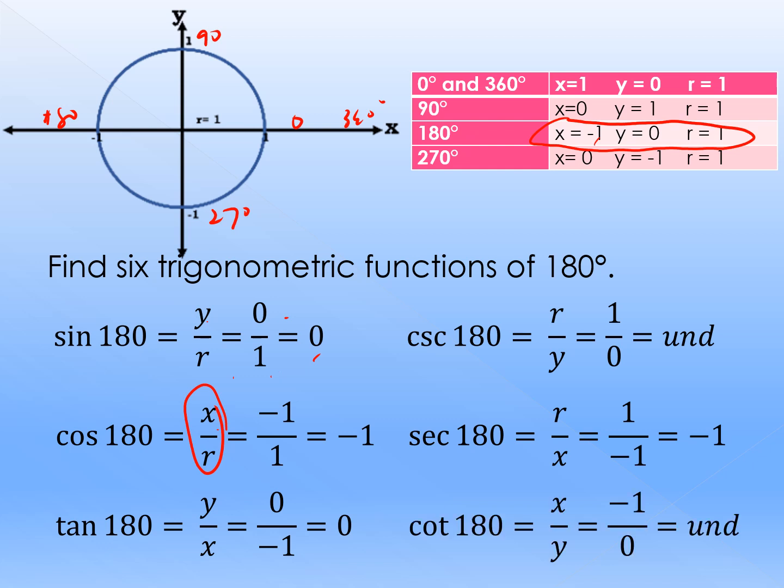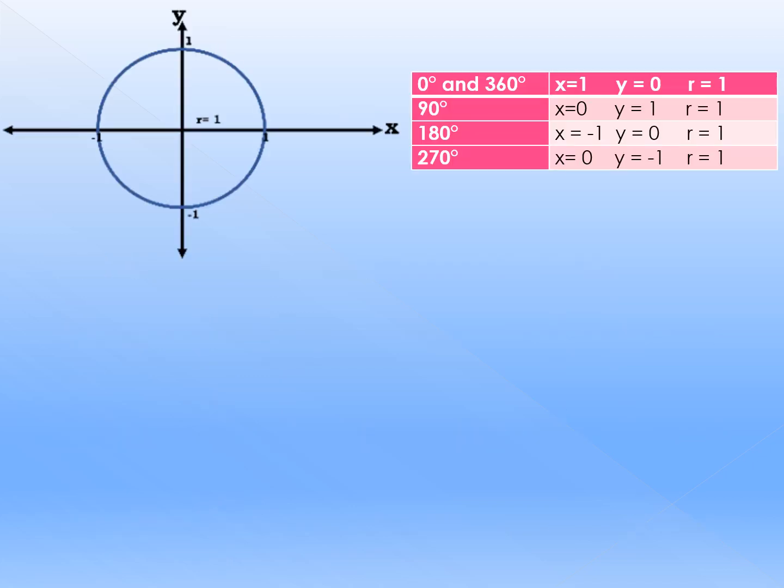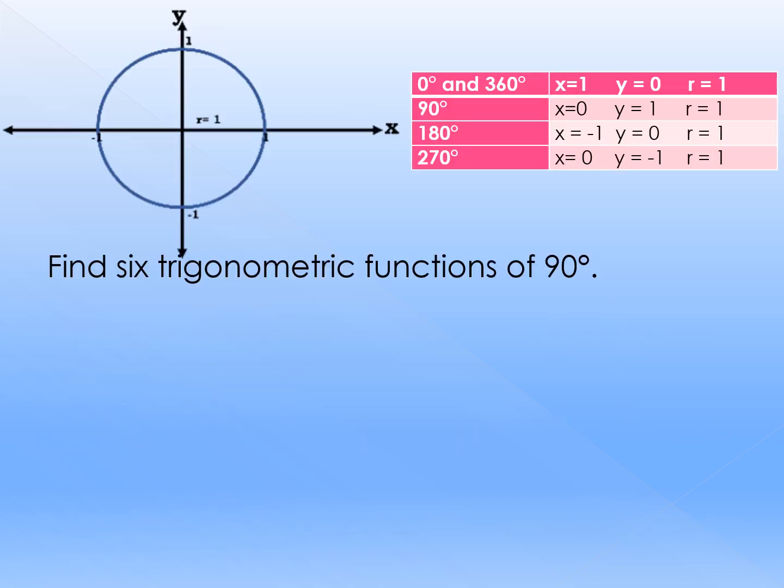For cotangent 180, that's x over y. We just simply get the reciprocal of y over x. So x is equal to negative 1 and y equals 0. Again, like what I told you, any number that you divide by 0 is equal to undefined. So therefore, cotangent 180 is equal to undefined. Let's try another example. Again, we're going to use this pattern and let's find the 6 trigonometric functions of 90 degrees.